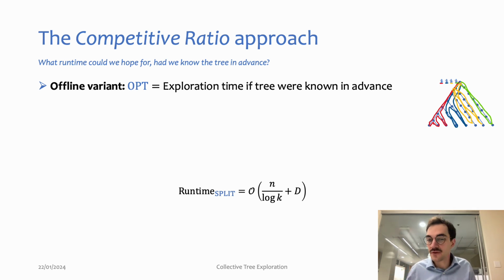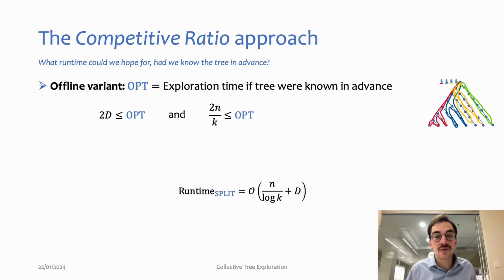To do this, I'll introduce another problem that is tightly connected, called the offline variant of collective tree exploration. Denote by OPT the exploration time that is required for all robots to go through all edges and meet at the origin if the tree were known in advance. This time is at least 2D, because obviously the robots have to go from the root to the deepest node and then back to the root.